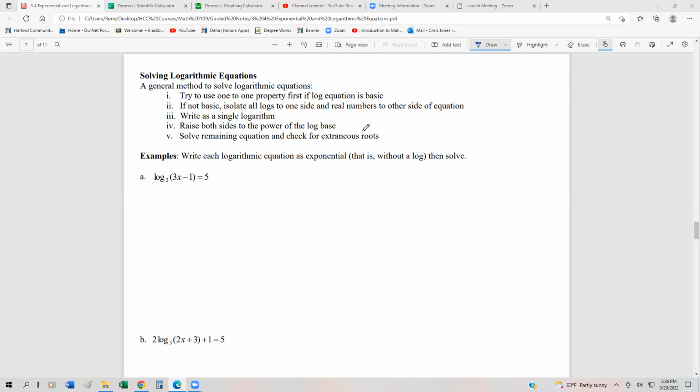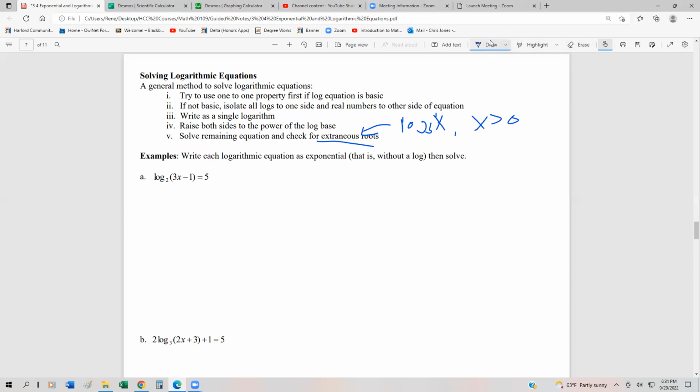Because remember, there's domain restrictions. So we have to be cognizant that if we have a log base b of x, we have to recall that x has to be greater than 0. All right, so given all of this, let's go ahead and solve a few basic sorts of logarithmic equations, and then we can work our way up to a little bit more difficult ones as we go along.